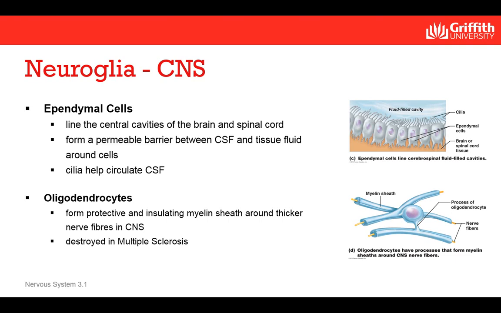Oligodendrocytes form protective and insulating myelin sheaths around the thicker nerve fibers in the CNS. They are able to myelinate several nerve fibers at once. These cells are destroyed in patients with multiple sclerosis.